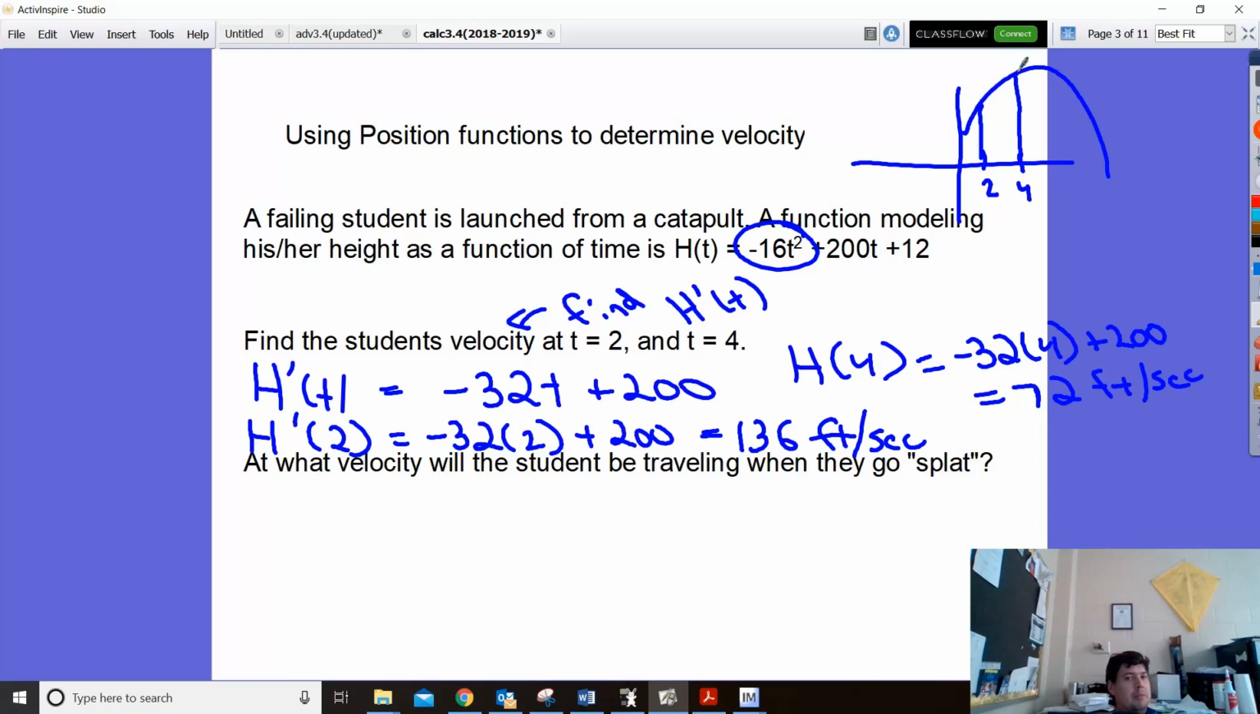What velocity will a student be traveling when they go splat? Ooh, this is the interesting part. All right, first we have to figure out how long it takes them to go splat, right? Do you want to do that by hand? I don't either. Do you remember how we might do it with the technology?